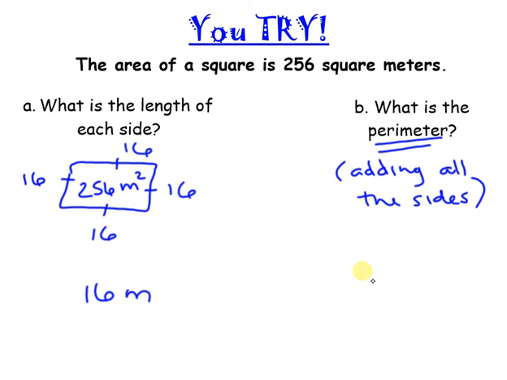And your answer to that should be 64 meters. Now, the reason why it is not meters squared is because we're not multiplying. We are simply adding them all together.